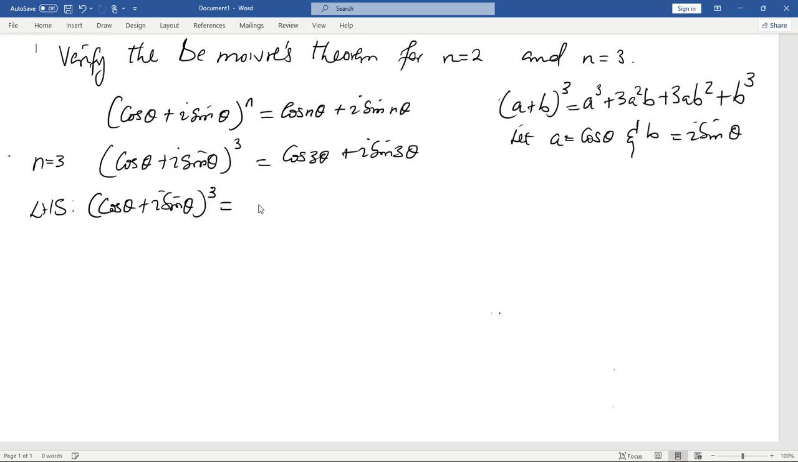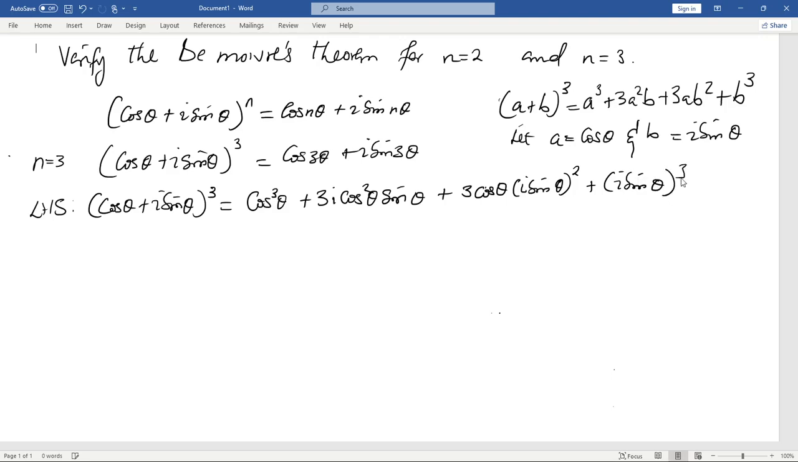This will simply be equal to cos cubed theta plus 3i cos squared theta sin theta, like this, plus 3 times cos theta times (i sin theta) squared, like this here, plus (i sin theta) to the power 3, like this here.